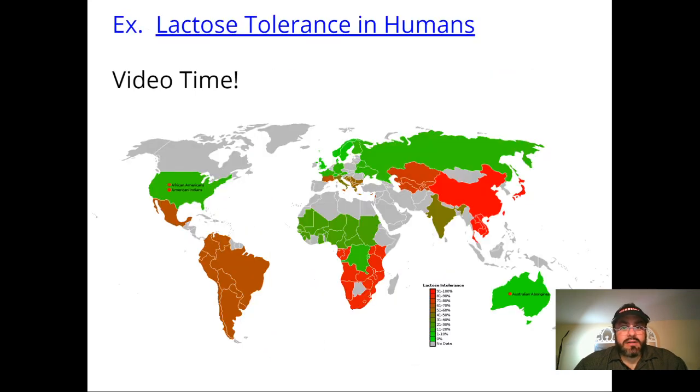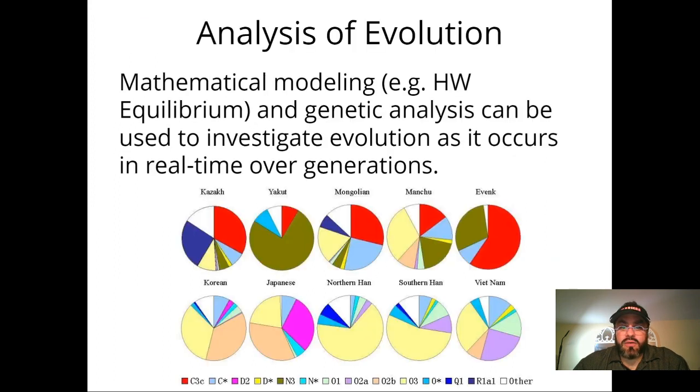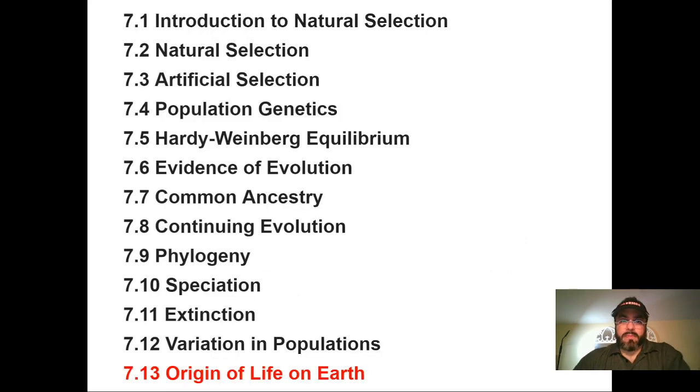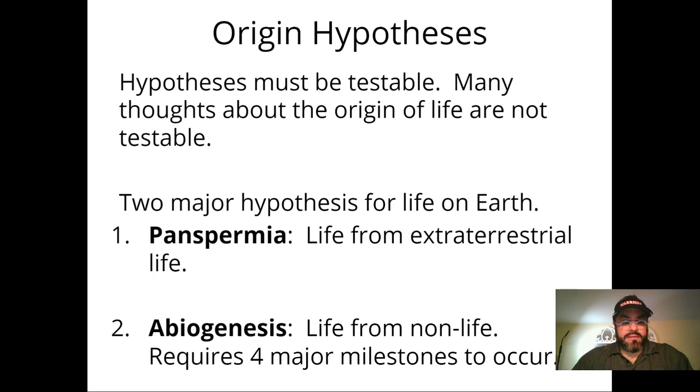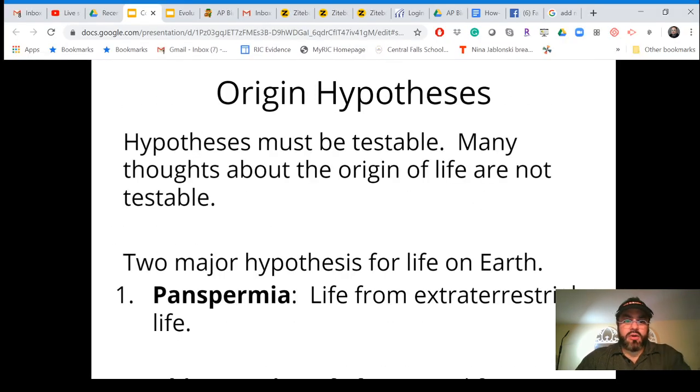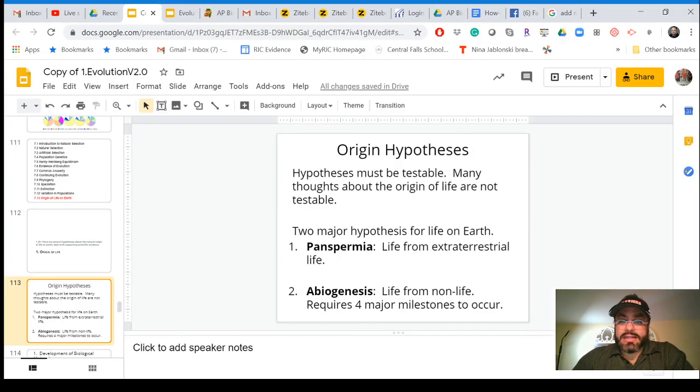And I know we're running out of time. Lactose intolerance is a great way to look at evolution and two different events that led to the evolution of the capacity to continue to ingest milk even into adulthood. So finally, the origin of life, because I know we're going to run out of time. There are two major ideas.